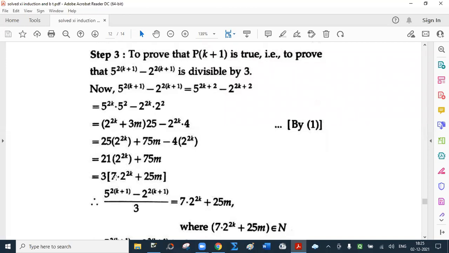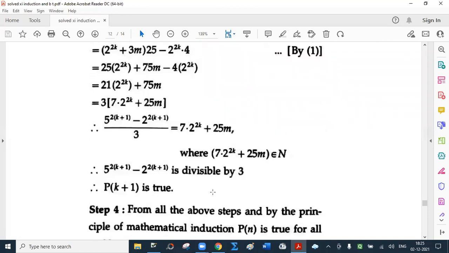Or you may take 3 common, right? So that this is nothing but this one. So this divided by 3 is 7 into 2 raised to 2k plus 25m, which is a natural number. This means P of k plus 1 is true. Before that, you have to say this is divisible by 3.